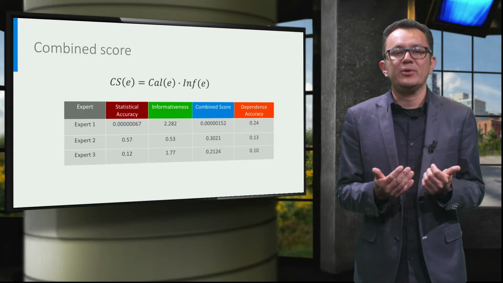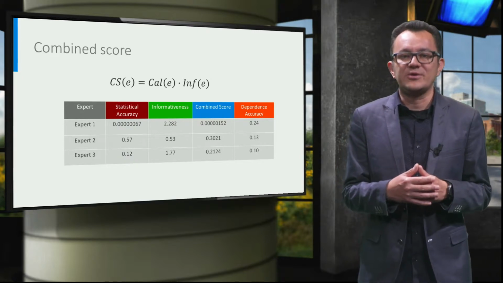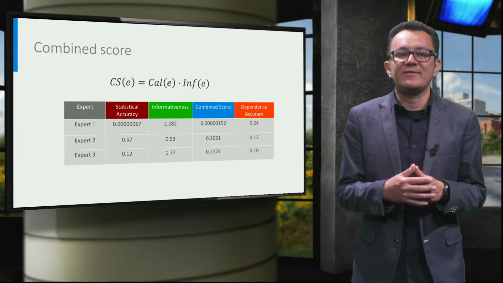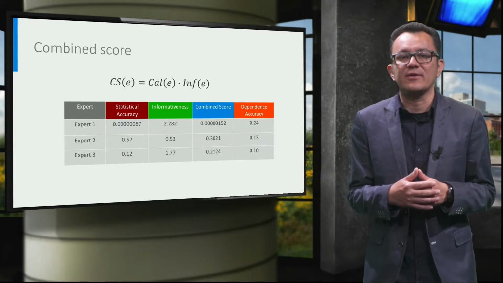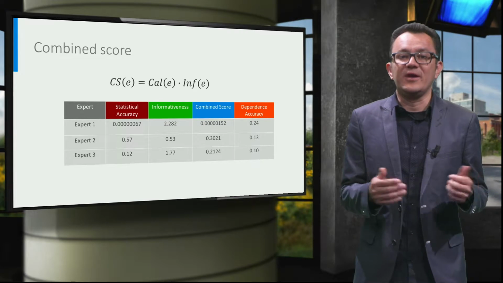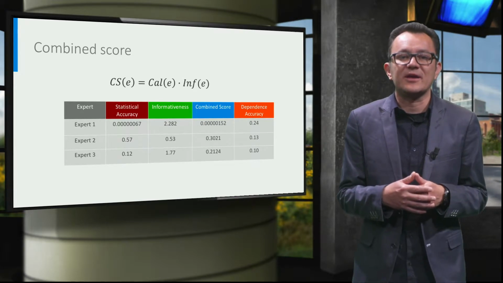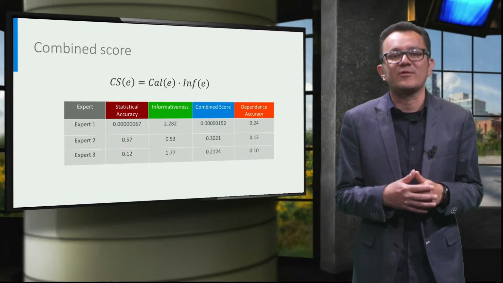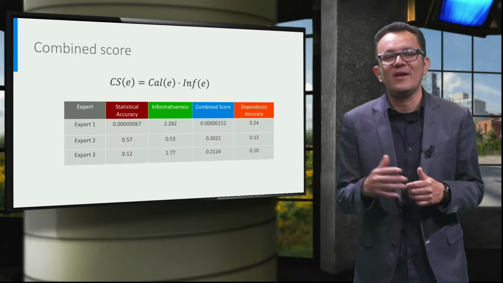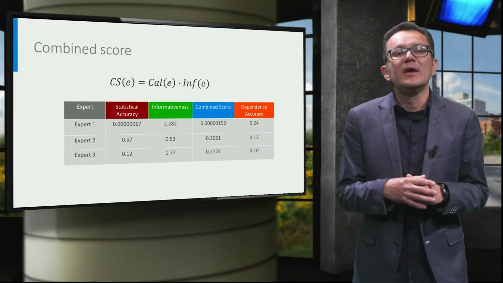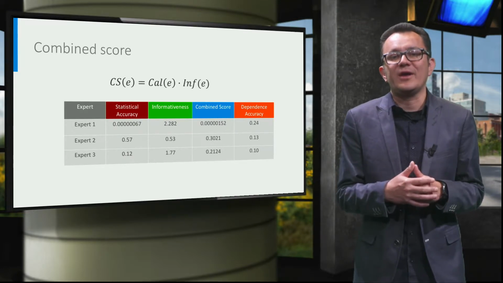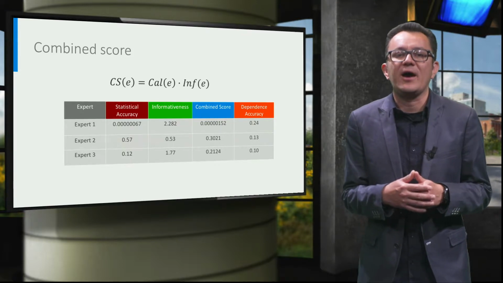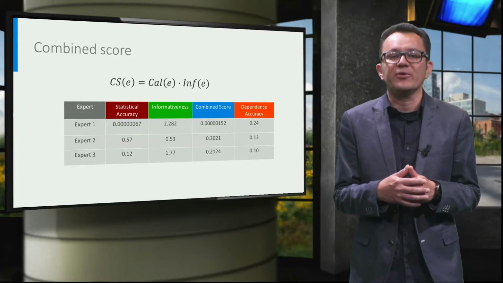Consider an example with 3 experts, which has been used previously in this course. Expert 1 has a poor statistical accuracy, but is very informative. Expert 2 is more statistically accurate, but less informative, whereas expert 3 is quite informative and somewhat statistically accurate. In this example, expert 3 has the highest combined score, and her judgments would receive a higher weight according to Cook's method.